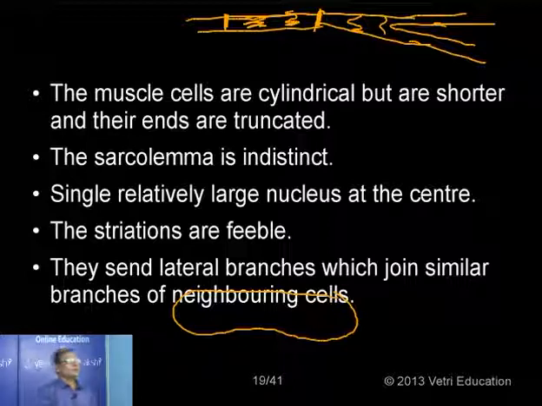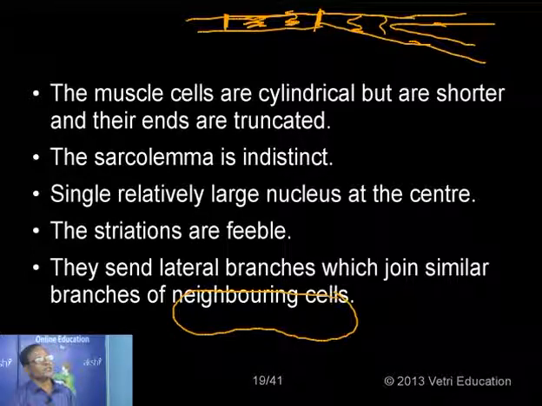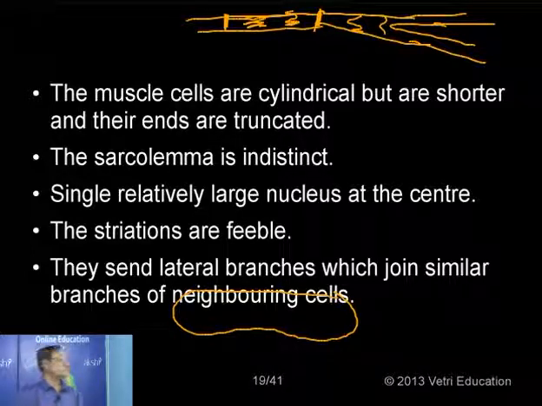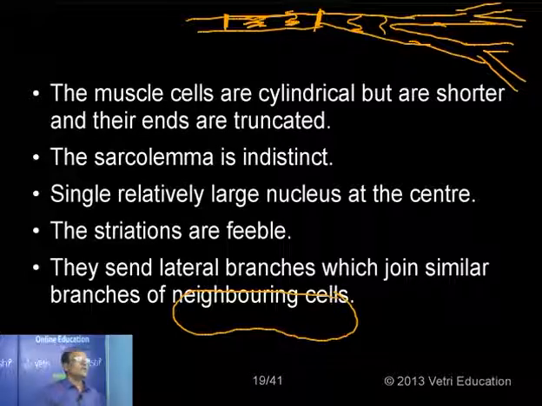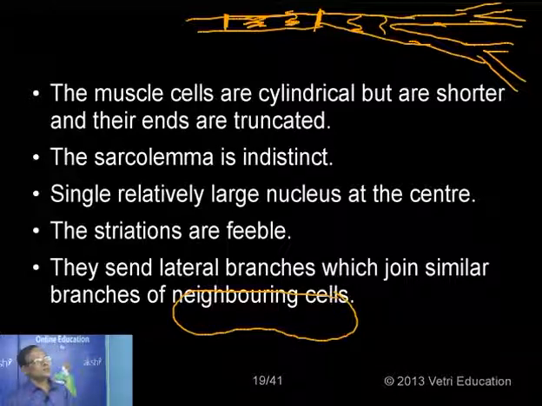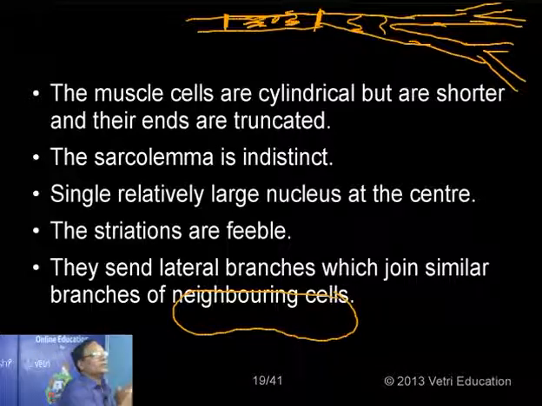So what about the nature of the muscle fiber? The muscle fiber is more or less cylindrical but short in length when compared to the skeletal muscle. Normally they are all branched and their ends are truncated. Truncated means bifurcated, branched. So the muscle cells are cylindrical but shorter and their ends are truncated like this. Then there is normally a single nucleus present in the center, not towards the periphery as in the skeletal muscle fiber.